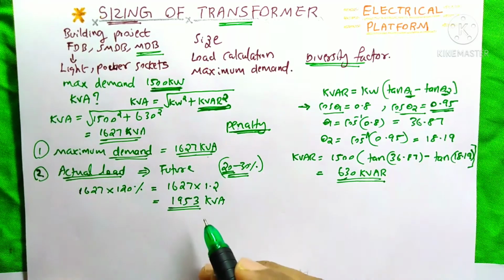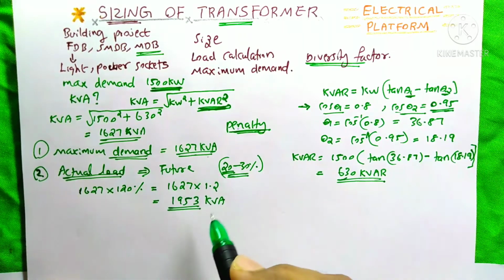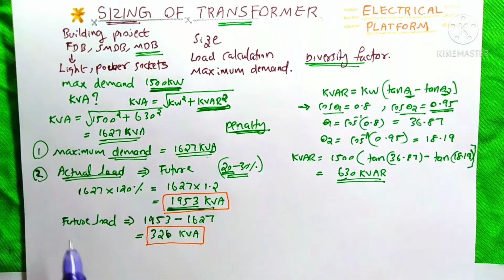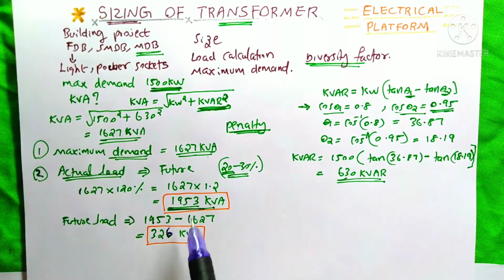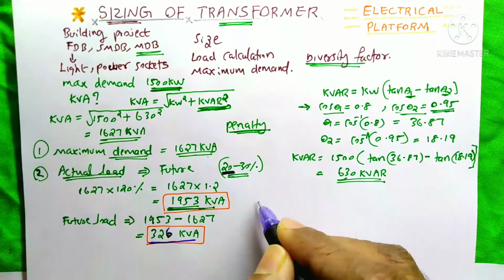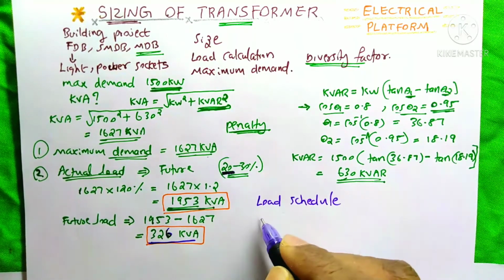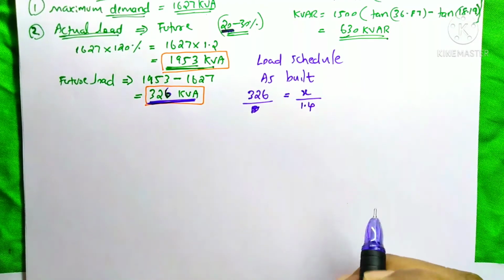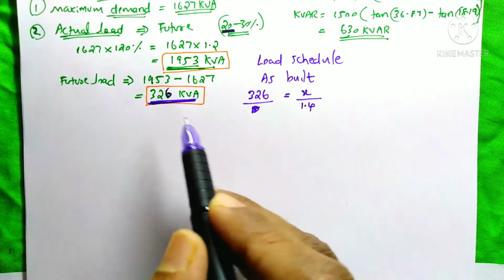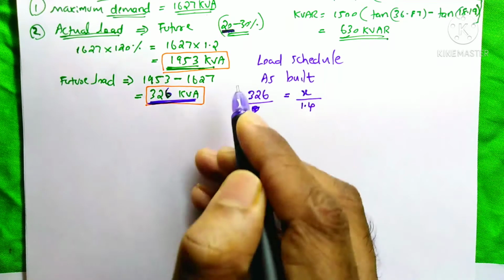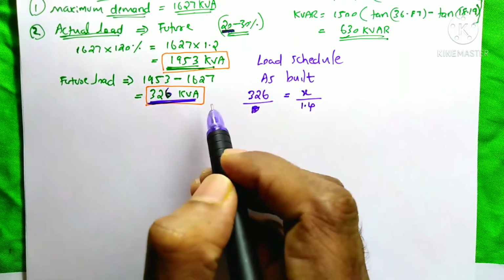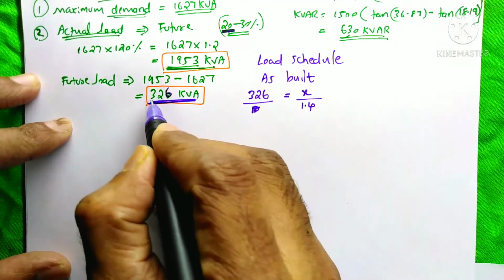Don't forget, we are going to size our transformer for this load. Our future load becomes this value, 326 kVA, which is the actual load minus the maximum demand. We have to mention this 326 kVA on the load schedule or on the as-built drawing. Most of you have a doubt or confusion about what this 326 kVA actually is. Is it connected load or maximum demand? See, it is actually the maximum demand.